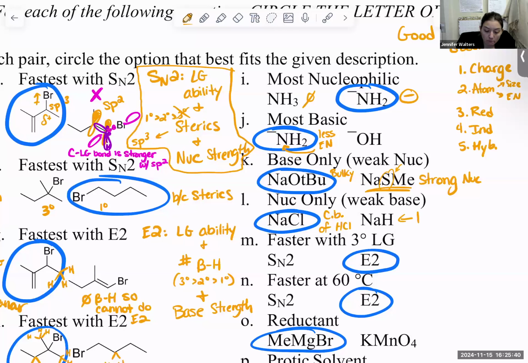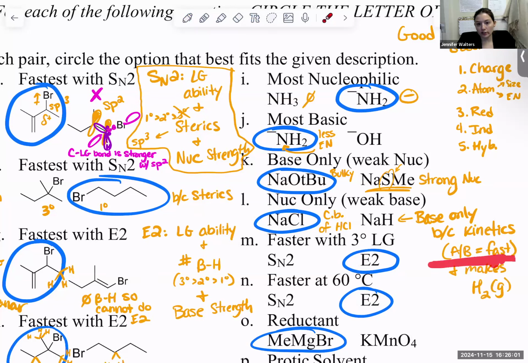Sodium hydride, this was actually base only. And that was because of kinetics. So acid-base chemistry is fast, and it makes hydrogen gas. So the reaction that happens really quickly happens irreversibly. That's why our sodium hydride, just naked H minus, is always a base only. It'll never be a nucleophile.